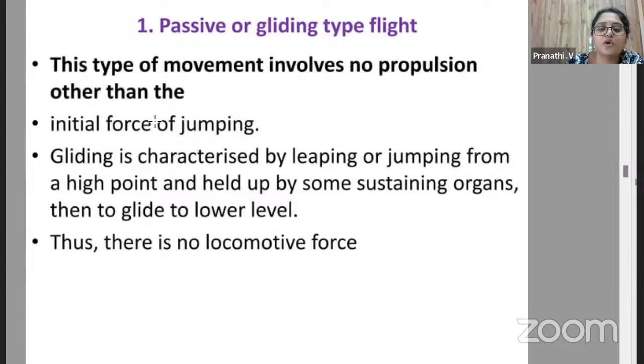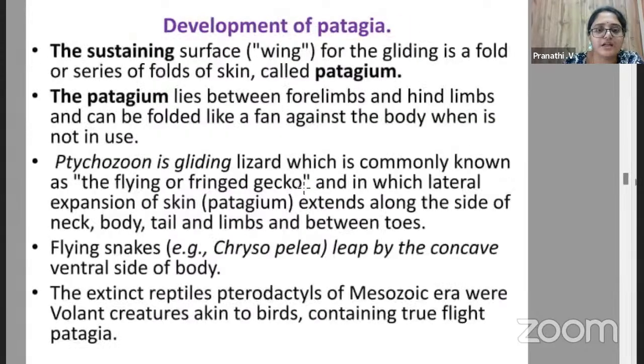So you have a passive or gliding type of flight wherein you have no propulsion other than the initial torque or force that is given at the time. Then later, according to the air speed and the wind that a bird is in, it just starts gliding. So there is no extra energy applied by the animals.